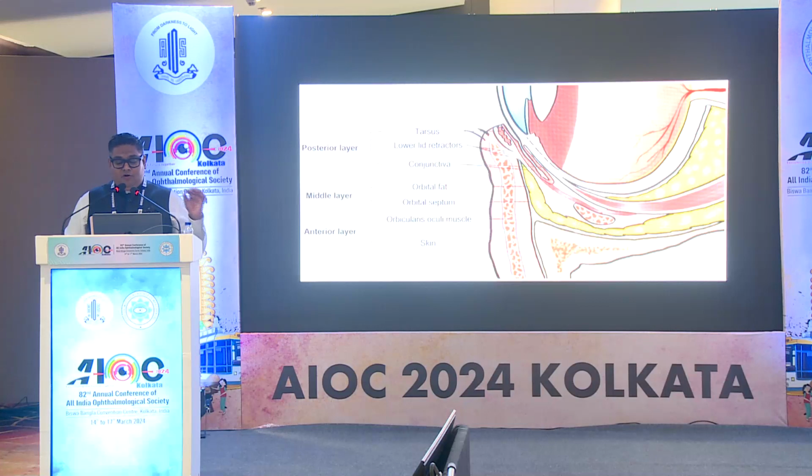It's important to know the three lamellae: the posterior lamella, which is the tarsus, the lower lid retractors, and the conjunctiva, and the anterior lamella, which we know is the skin and the orbicularis. The middle layer, or the middle lamella, which is more a functional rather than a structural entity, is the orbital fat and the septum. And adding volume here is a very important part.